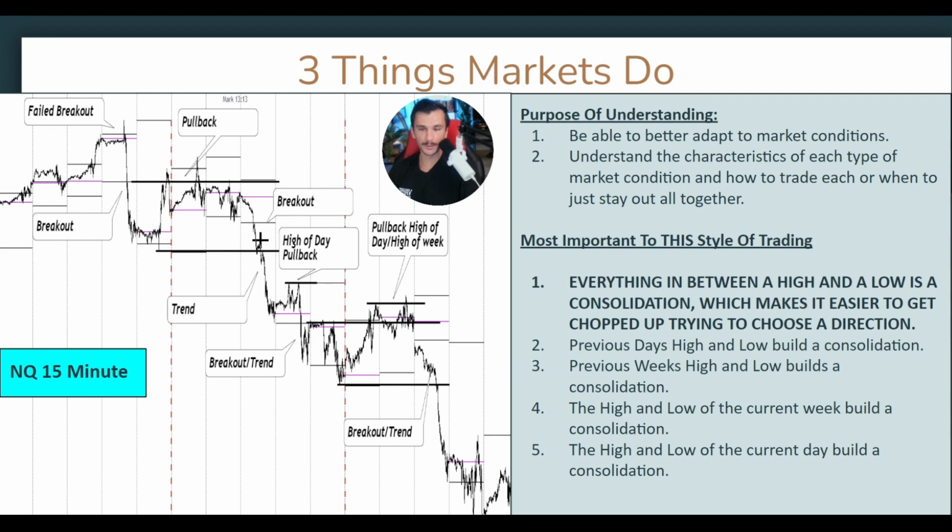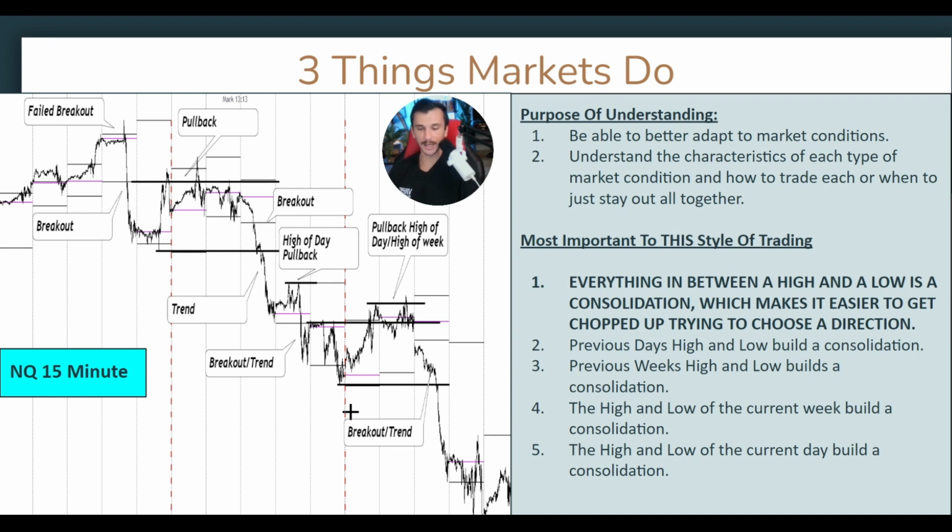So now we have another breakout. We broke out of a previous day's low, and we also made a new swing low. So we're breaking out to the downside. Breakout, pull back, high of day, breakout, pull back, high of day, high of week. This little dotted line here is a new week starting.